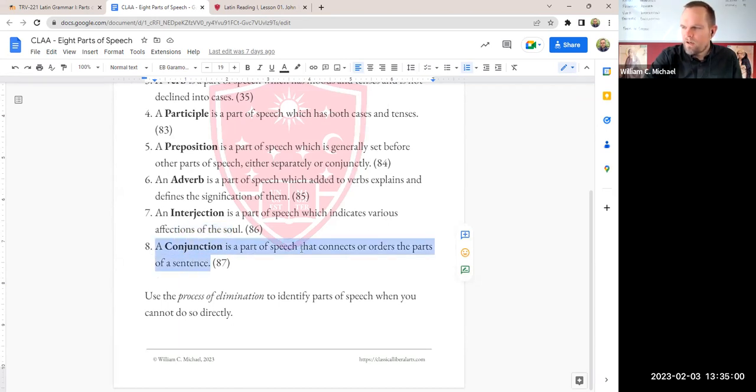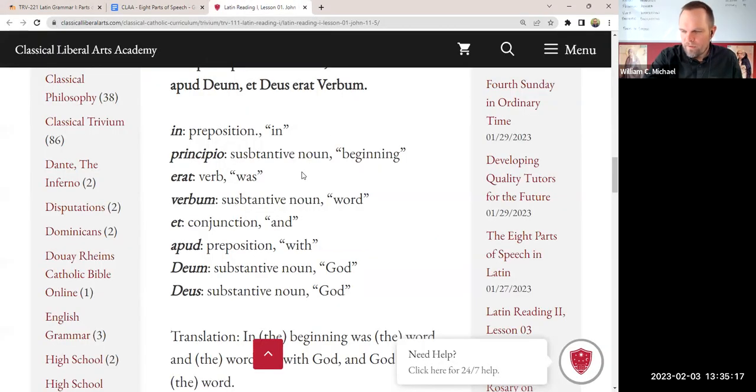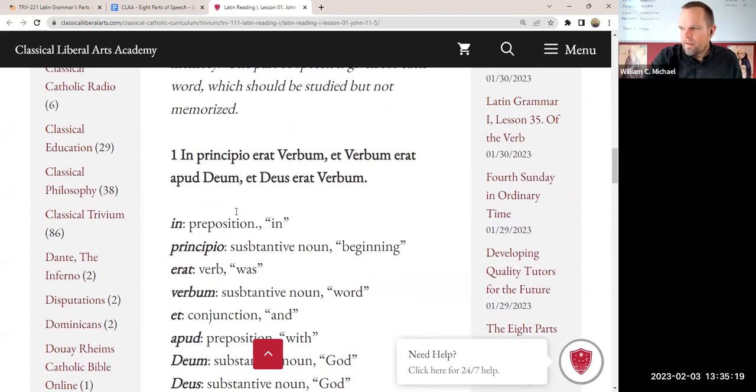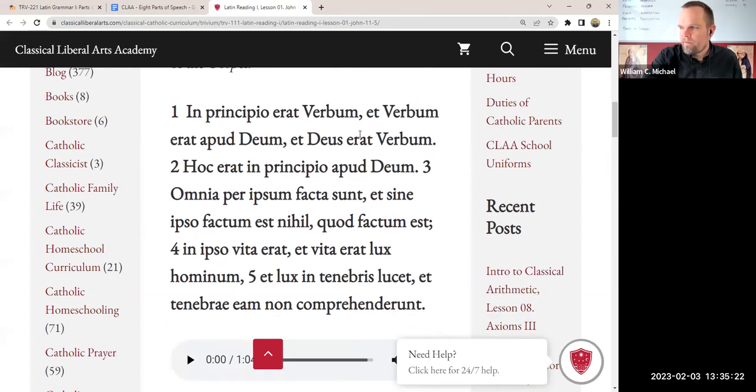A conjunction is a part of speech that connects or orders the parts of a sentence. So if I say this and that, the word and is connecting those two parts of the sentence. It's a conjunction. So et is a conjunction. Moving on. The next word in our reading is verbum again, and we've already identified it, so we can skip that one. Erat is next. We've already identified erat as a verb, so we can skip that one.